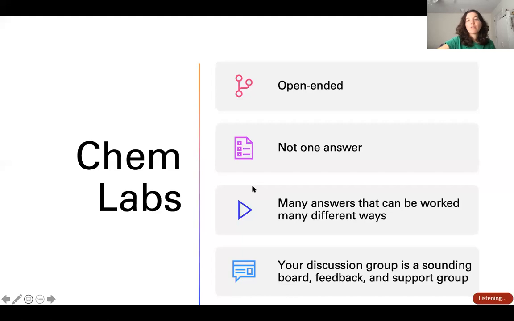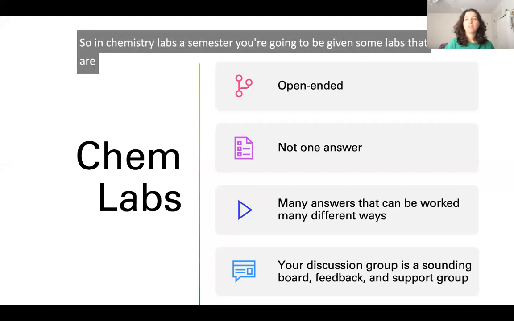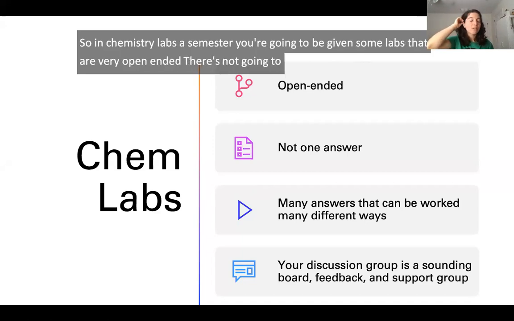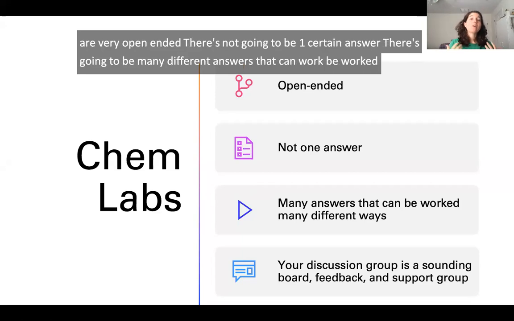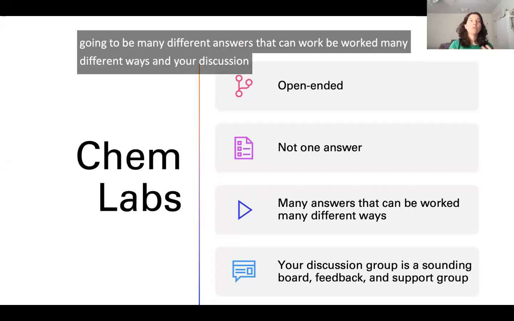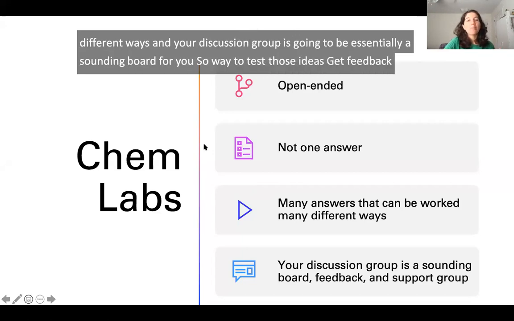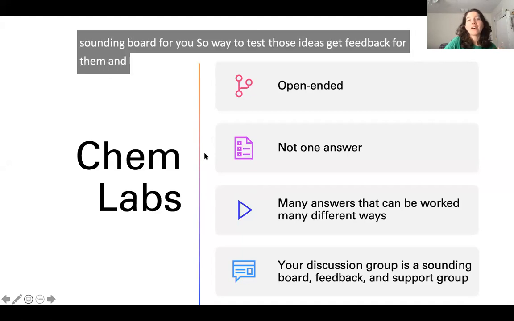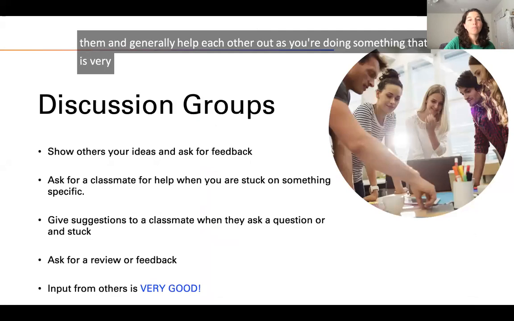So in chemistry lab this semester, you're going to be given some labs that are very open-ended. There's not going to be one certain answer. There's going to be many different answers that can be worked many different ways. And your discussion group is going to be essentially a sounding board for you. So a way to test those ideas, get feedback for them, and generally help each other out as you're doing something that is very creative and open-ended.